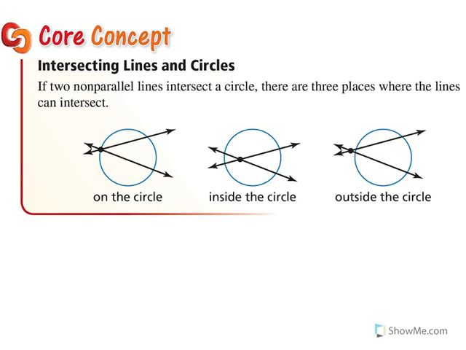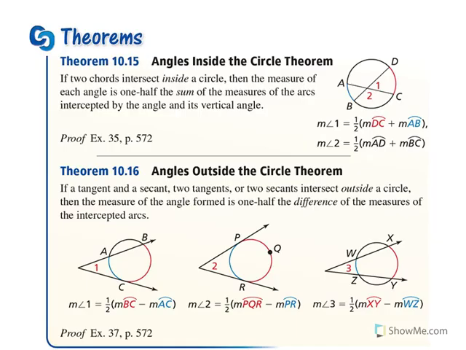In this next concept, we have intersecting lines and how they intersect along with circles. As this says, if we have 2 non-parallel lines that intersect a circle, then there are 3 places where the lines can intersect. They can intersect on the circle, inside the circle, or outside the circle. This forms different angles.